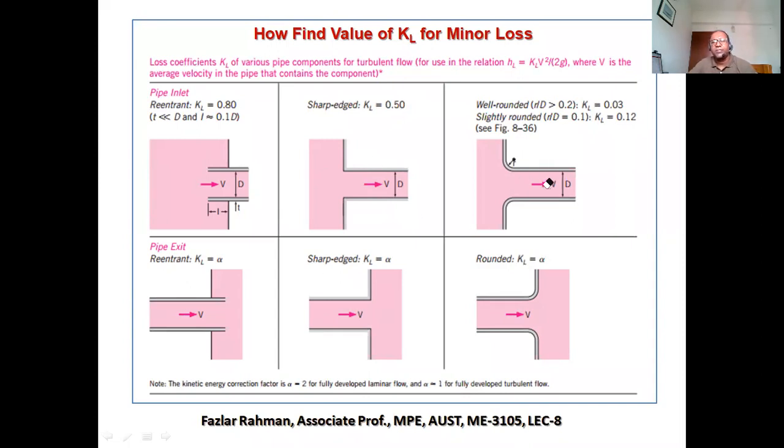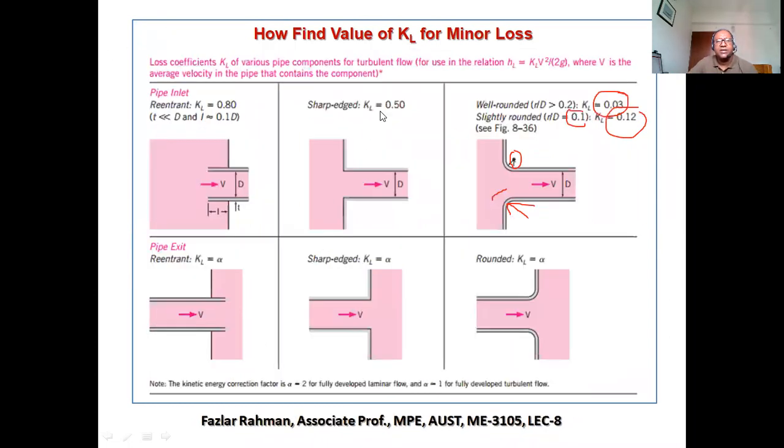And right over here, you see in the corner, they have a radius. Right over here, it's saying radius, this radius, okay? This is a corner, but no radius, sharp edge. Right over here, you see there is a radius, kind of a fillet, right? So in that case, if r/D is greater than 0.2, then KL will be 0.03. If it's 0.1, then 0.12.